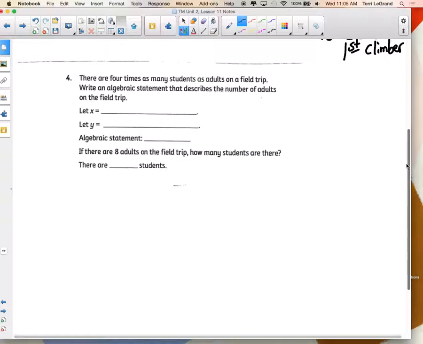Okay, so this one says there's 4 times as many students as adults on a field trip. Write an algebraic statement that describes the number of adults on the field trip. So what are our 2 unknowns, first of all? What's one of our unknowns? What's one of them?